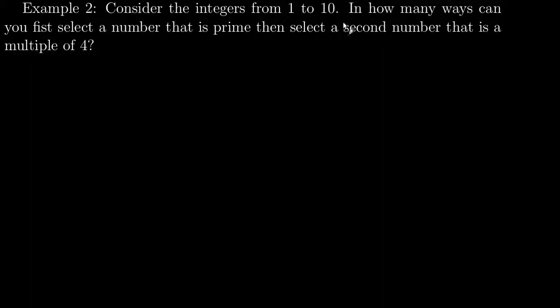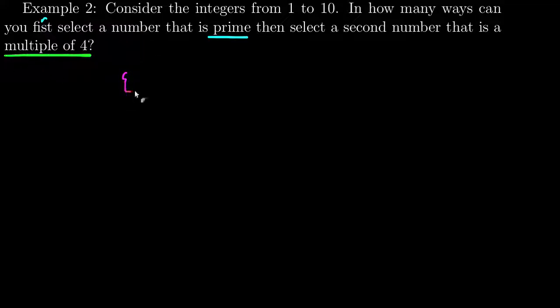And so let's look at a similar problem to that previous one, but now instead of just pulling one number that can be from one or the other, I am going to pull 2 numbers, so from the integers 1 to 10. I will first select a prime, and second select a multiple of 4.